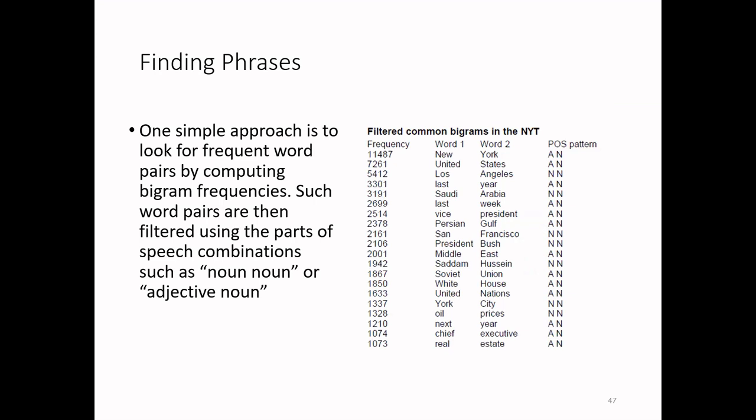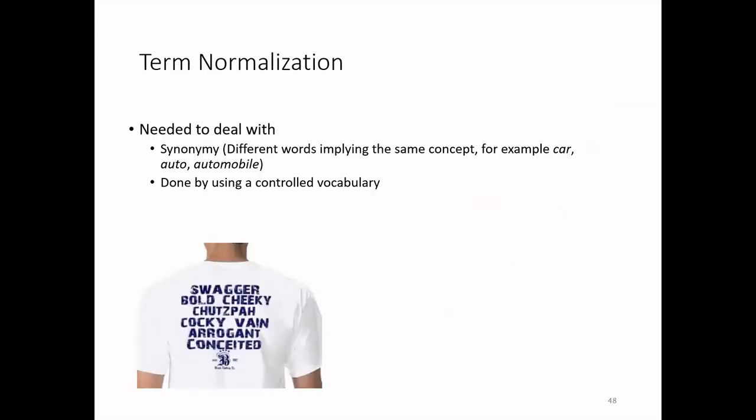If you want to find phrases on your own, again, you can make use of parts of speech, that is, characterize each word as belonging to a particular category of parts of speech, and then look for certain combinations like noun, noun, or adjective, noun, because those are the combinations that are found as useful phrases. All right. So you can do that.